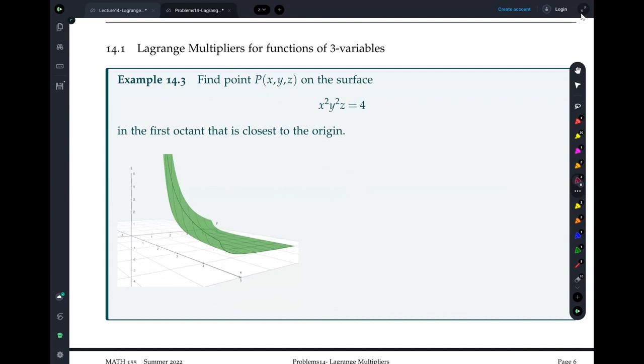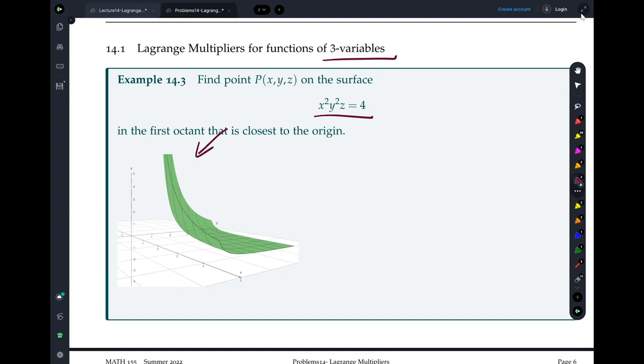What we have here is a surface. Note that we've now got 3 variables, but just because we've got 3 variables, as with many other things in this course, the difficult step is going from 1 to 2, and going from 2 to 3 is basically just an extension of what we've already done. We've got a point on this surface, and this surface looks like this in the first octant, so when x, y, and z are all positive.